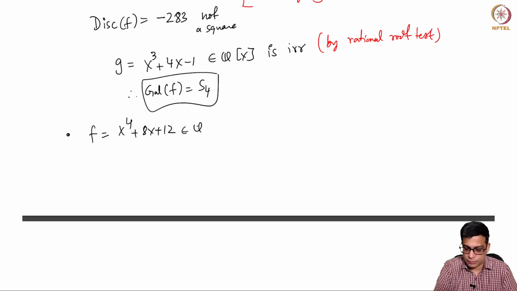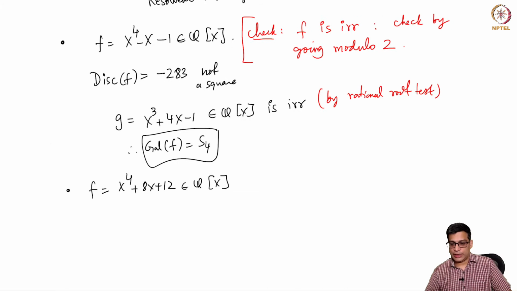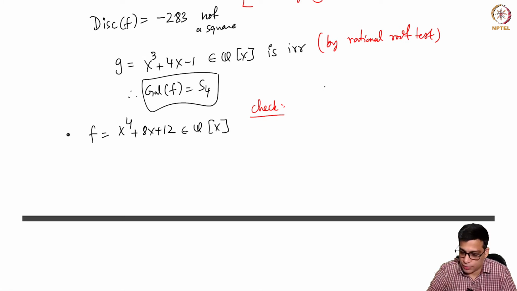You take this. I claim you cannot apply Eisenstein, and it's not immediate. It requires some work to do this. First show that F has no roots using the rational root test.